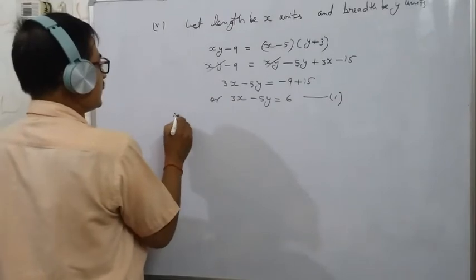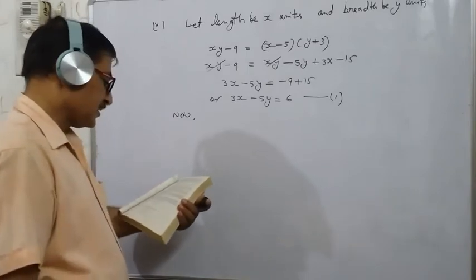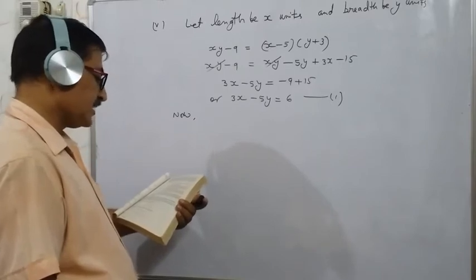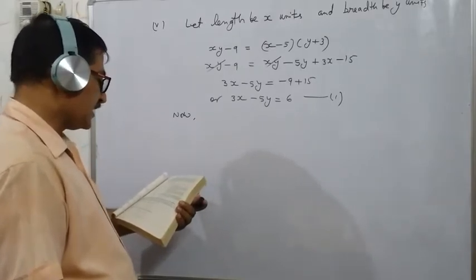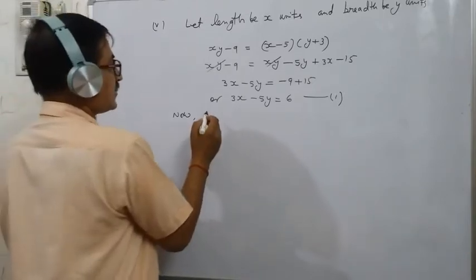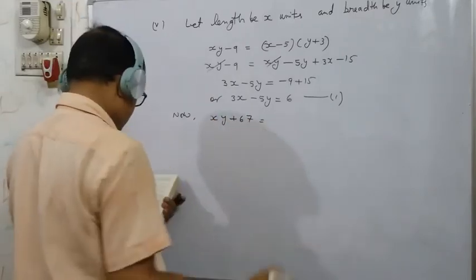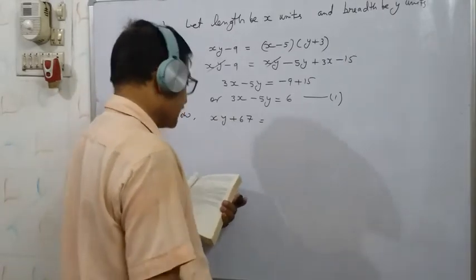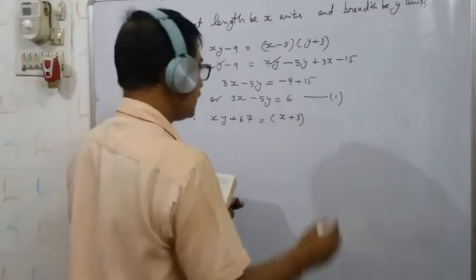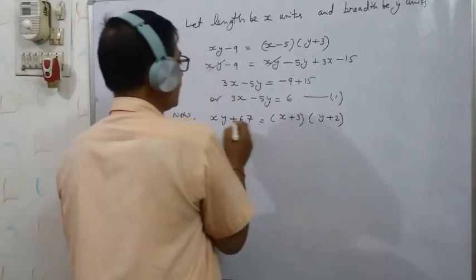Now the second part of the question. What is it saying? If we increase the length by 3 units and the breadth by 2 units, the area increases by 67 square units. There it was decreasing, here it is increasing. And in which condition is it increasing? When the length is increased by 3 units and breadth by 2 units. Means both length and breadth are increasing. Then area will be increased by 67.